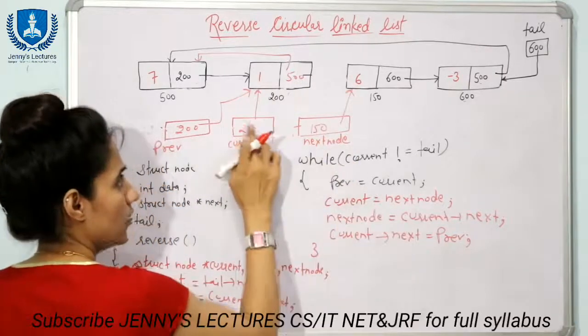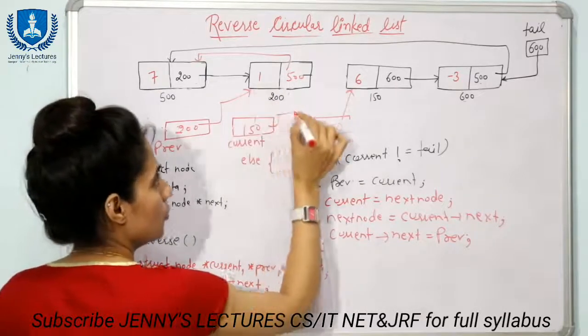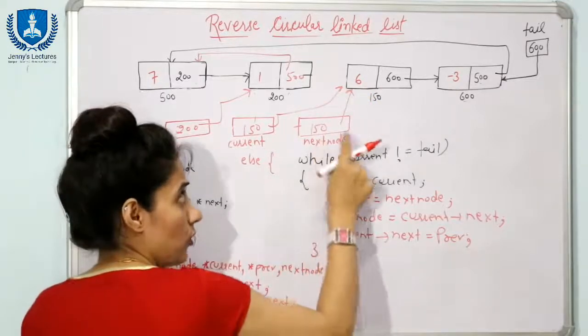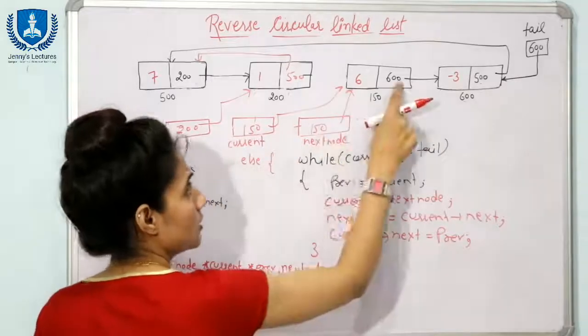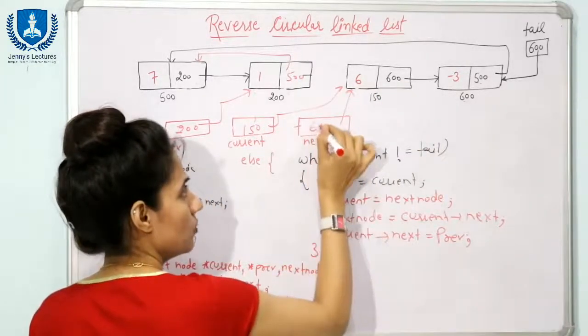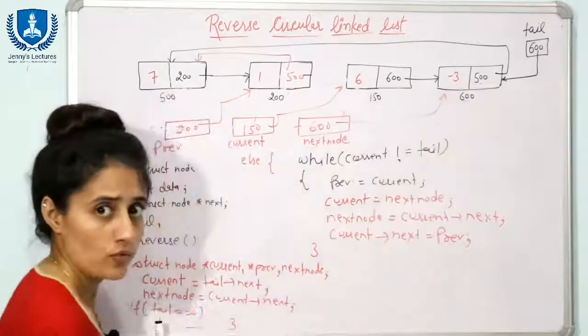In next node we have 150. So in current we have 150. Now current is pointing to this node, right? Again we will move. Now next node should point here. Next node is equal to current of next. Current is pointing to this node. So current next is 600. So in next node we have 600. So now next node is pointing to this node. So now we have set 3 links.